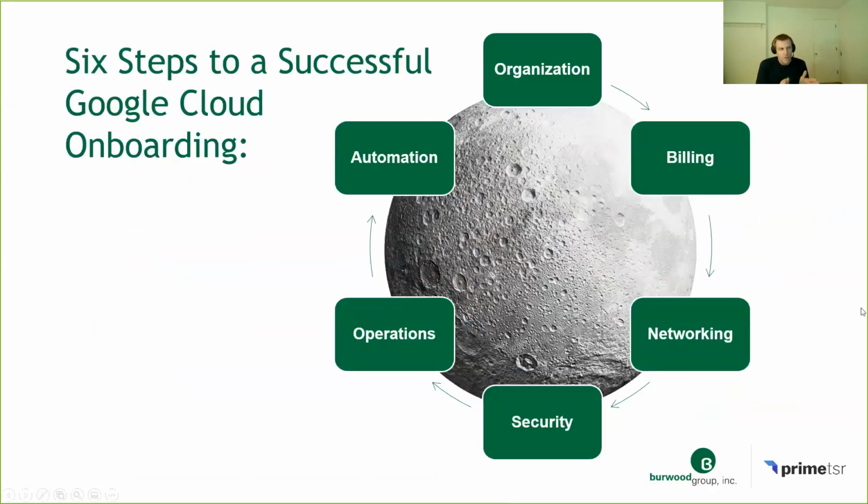And the 6 steps to a successful Google Cloud onboarding. So we're going to start with organization. Then we're going to get into billing. There's some nuances between how both of these are handled in Google versus some of the other cloud providers. Some good nuances that provide you functionality that you don't get with the other cloud providers. Then we'll talk about networking, getting that foundation in place, security, operations. We've got an operations checklist, making sure that you're ready for running production workloads. And then we'll start the conversation around automation, and this will carry on into the next session.